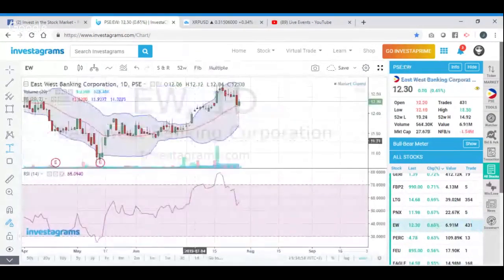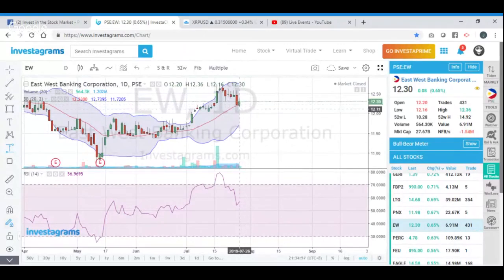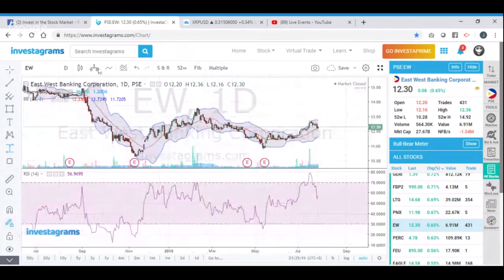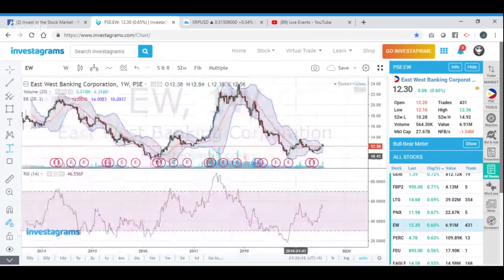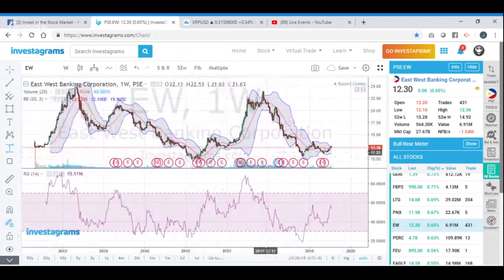East west. Okay, it bounced at the MA20 line, so still you can enter this stock. Just make sure you are still within the MA20 line, because potentially it will already bounce upward. Because look at east west. East west is already very cheap. You are still near the support area.